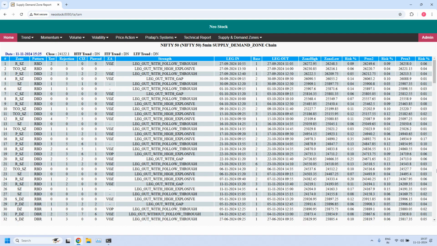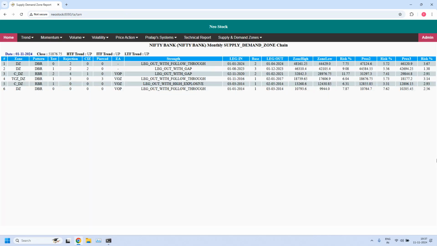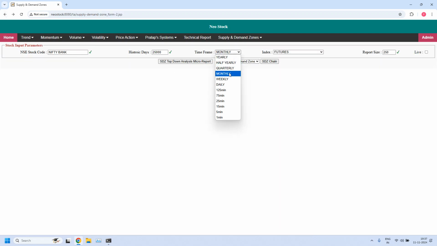Okay, next we will generate BANKNIFTY supply demand zone chain. So changing the name to NIFTY Bank, that is nothing but BANKNIFTY. Let's start with monthly time frame, generating monthly supply demand zone chain for BANKNIFTY. Next weekly time frame, weekly supply demand zone chain for BANKNIFTY.